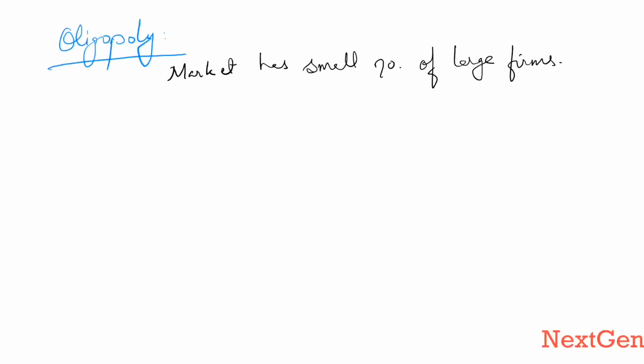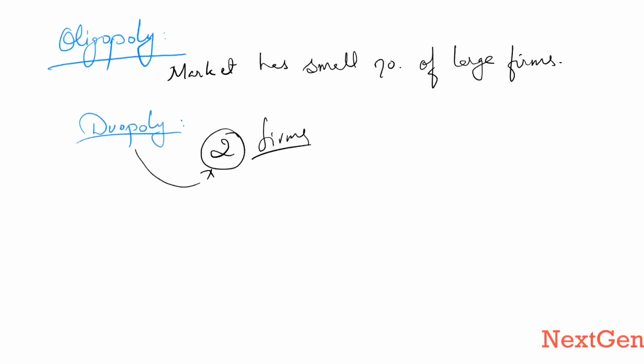Now, what is oligopoly? It is a situation or condition in which the market has a small number of large firms that produce the same or similar commodity. Now, duopoly is a unique condition of oligopoly in which there are only two firms that produce the similar or same commodity. No other firms in the market produce except these two. Being only two, that's why the name duopoly.